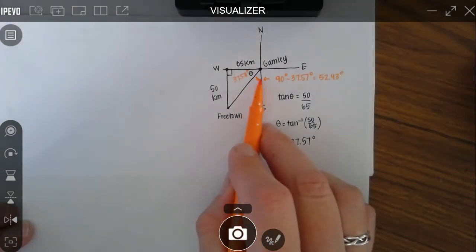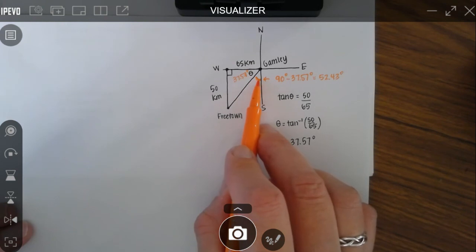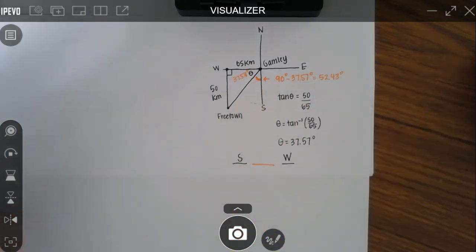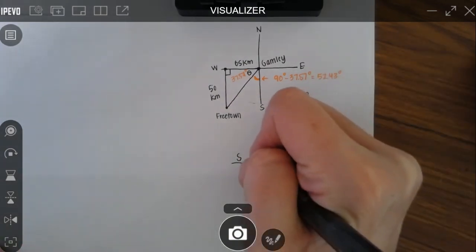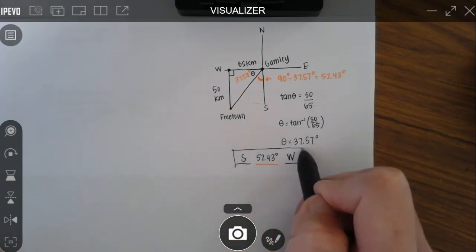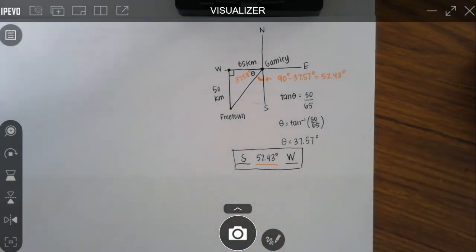And since this 52.43 degrees is the angle that's made with the south, that's going to be what I need to put in here for my angle. So my bearing is going to be 52.43 degrees southwest.